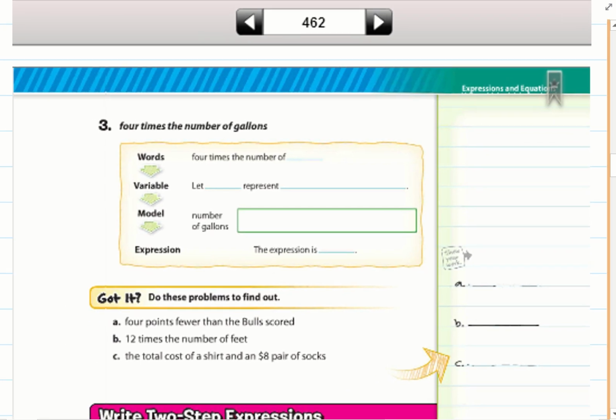Example 3, 4 times the number of gallons. So in words, we're going to have 4 times the number of gallons. And we don't know the number of gallons, so we're going to say G, let G represent the number of gallons.